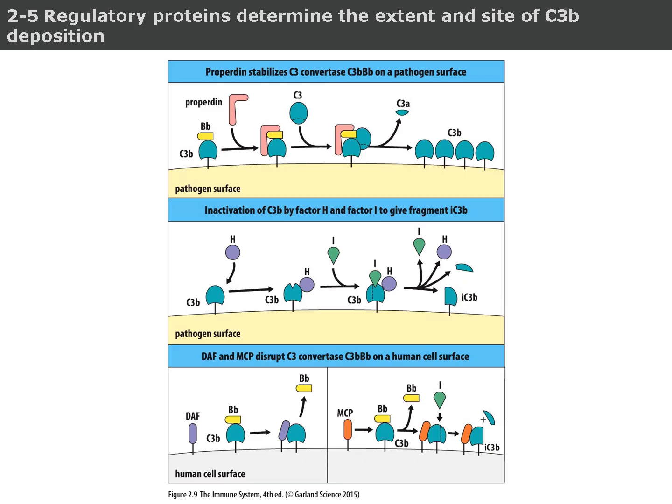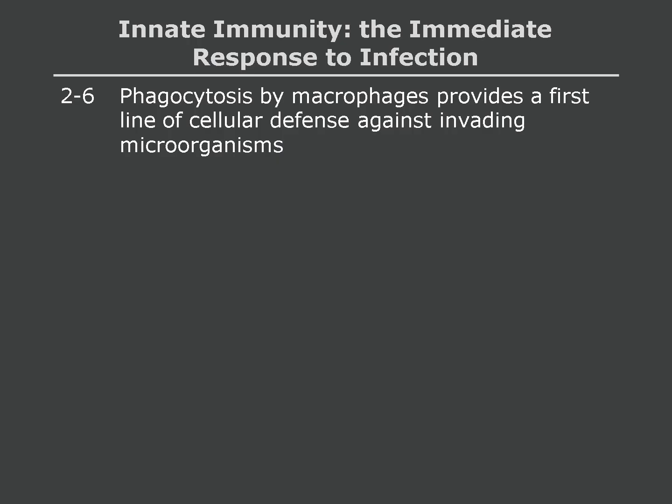To control C3b activity, Properdin stabilizes C3 convertase on pathogen surfaces, enhancing immune response. Meanwhile, factor H and factor I inactivate free C3b by cleaving it into iC3b. On human cell surfaces, protective proteins like DAF and MCP prevent damage by disrupting C3 convertase, ensuring C3b doesn't attack host cells.